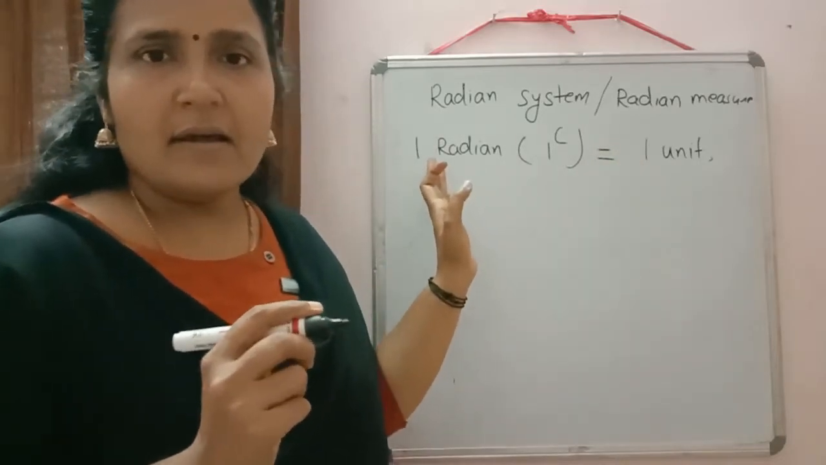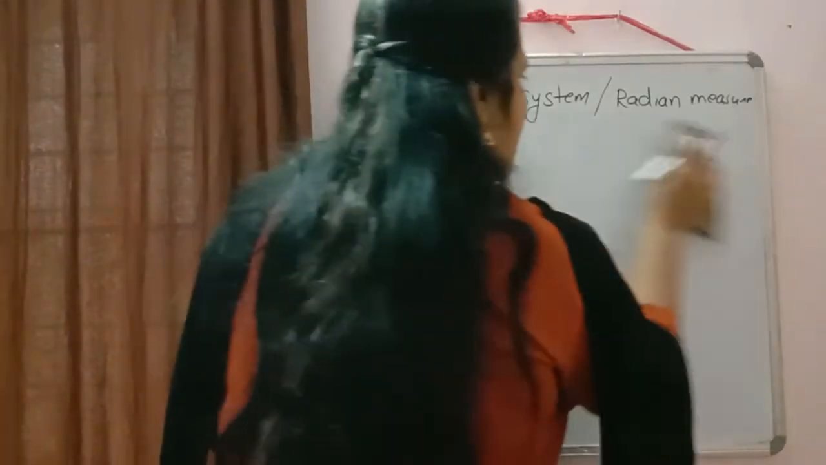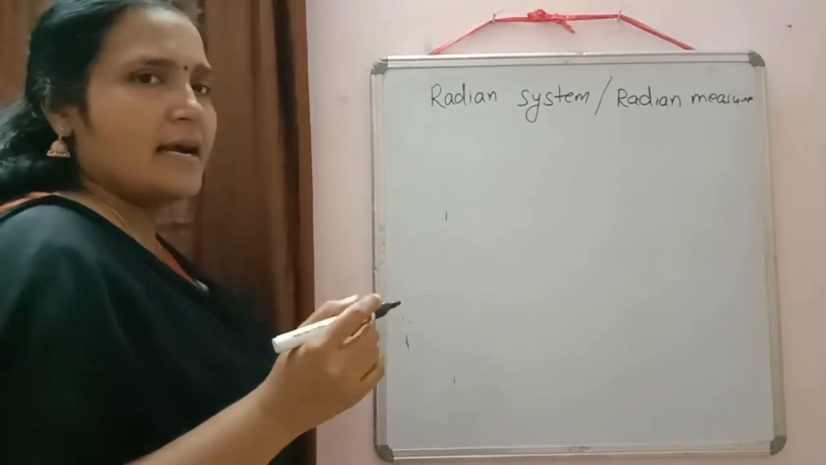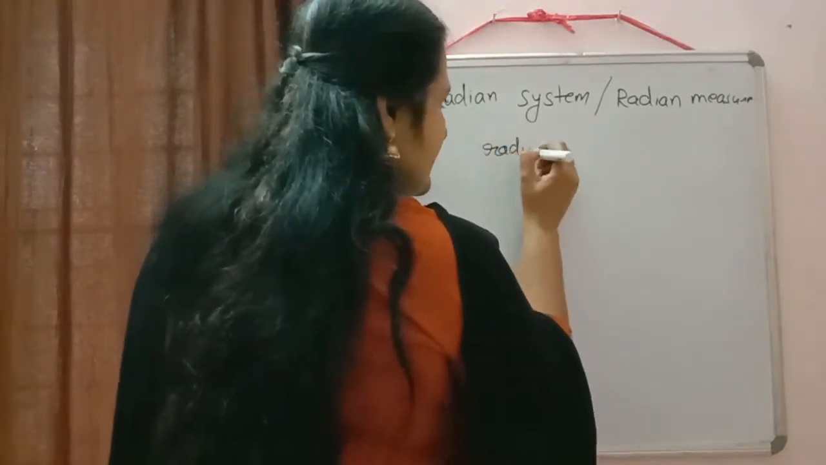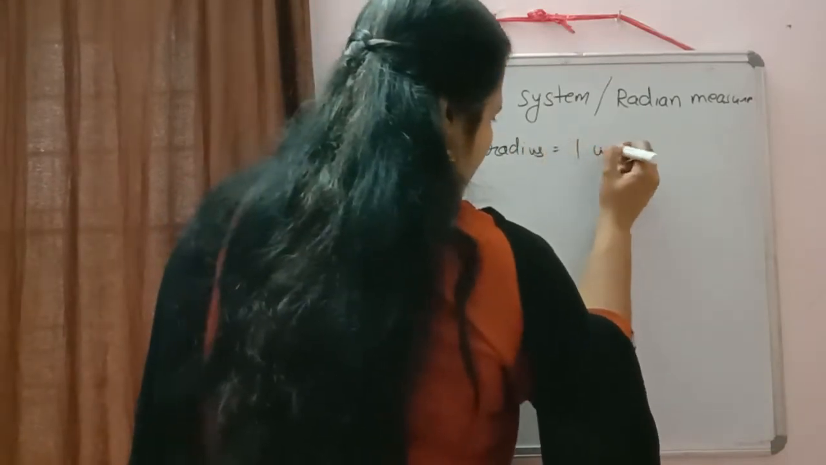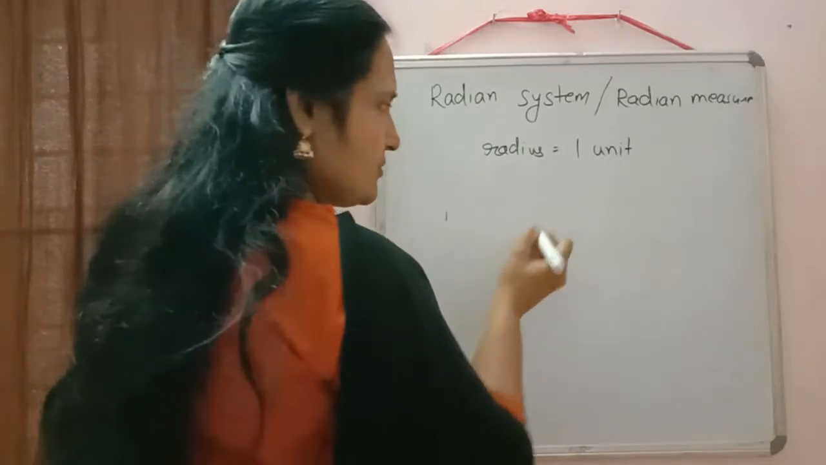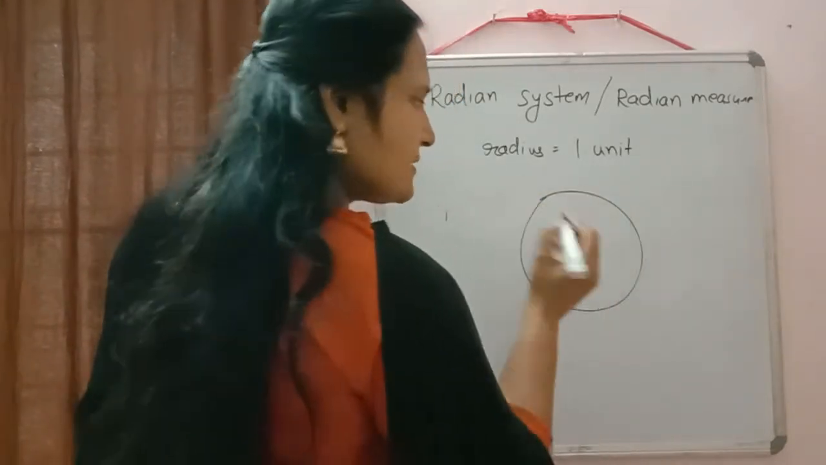Definition written. Now we will check what the definition says. First, the definition says in a unit circle. In a unit circle means we have to take a circle whose radius is 1 unit. So suppose I have taken a circle in this way whose radius is 1 unit.